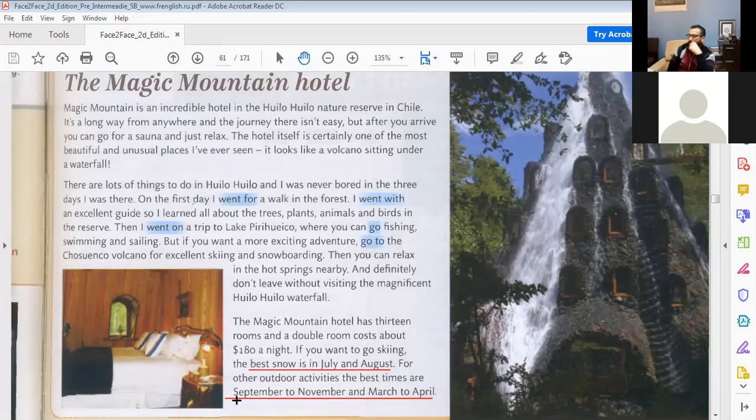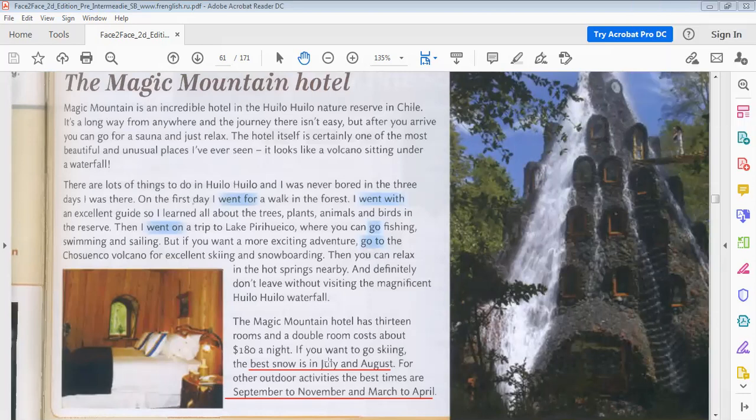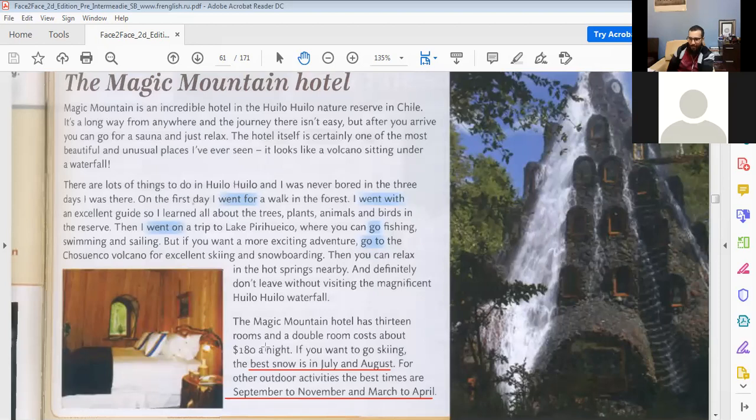But how can we find snow in July and August? What do you think? Selma, how can we find snow in July and August? I don't understand the question. Okay, so the question is, July and August, are they summer or winter? Winter. But in Libya, July and August, are they winter or summer? No, summer. But how is it winter here? I didn't say it's winter.